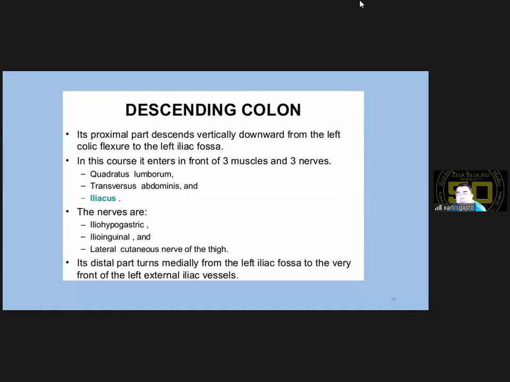Now, the proximal part of the descending colon descends vertically downwards on the left. On its course, it traverses the quadratus lumborum, transversus abdominis, and iliacus muscles, as well as the iliohypogastric, ilioinguinal, and lateral cutaneous nerves of the thigh. The distal part turns medially from the iliac fossa to the front of the internal and external iliac vessels.